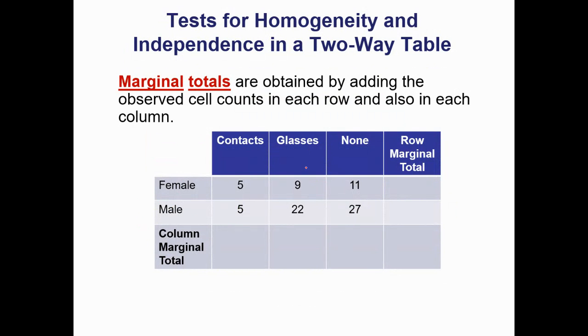So let's get our marginal totals. For the row, you just add them all up. 5 plus 9 plus 11 will give you 25. Then we do the same for males. 5 plus 22 plus 27 will give you 54.